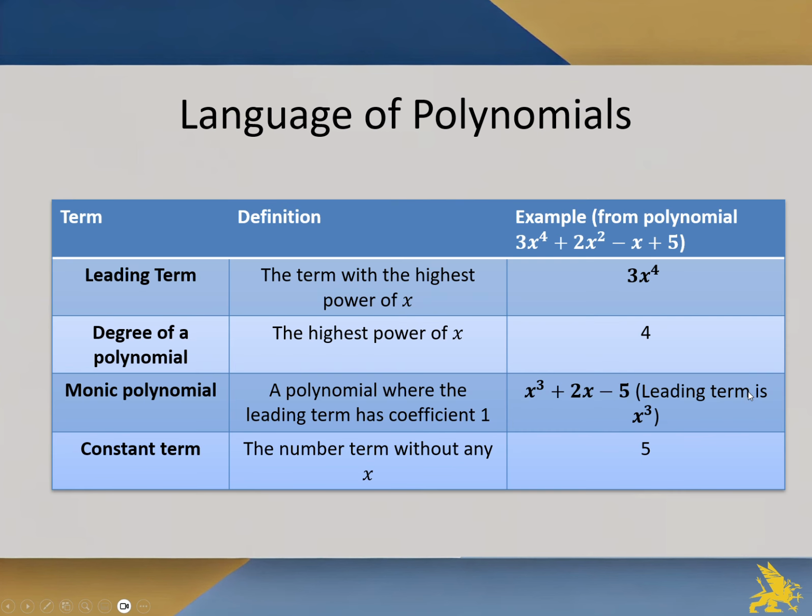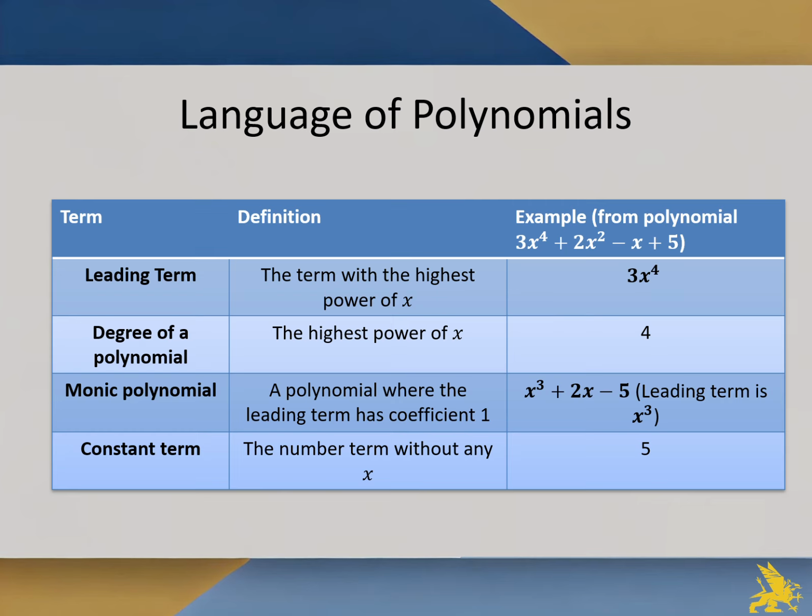So an example when we've got 3x to the power 4 plus 2x squared minus x plus 5, the leading term is the term with the highest power of x, which is 3x to the power of 4. Based on that, what is that highest power of x? 4. So that is the degree of the polynomial.